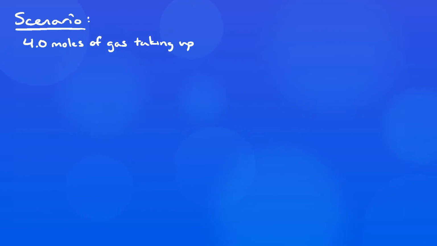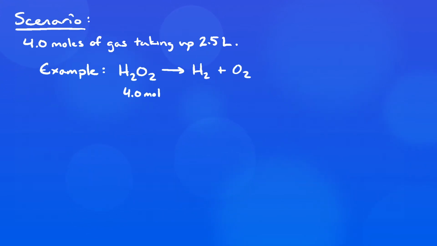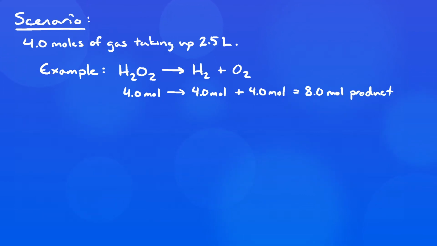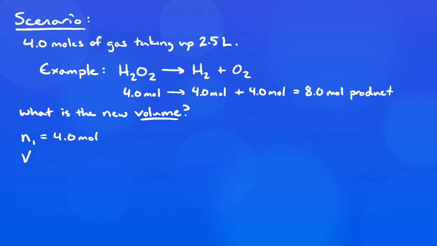Let's take another example. Maybe you have 4 moles of a gas taking up 2.5 liters of space. Let's say that some kind of chemical decomposition reaction causes the gas molecules to break down. So now we have 8 total moles of gas at the end of the reaction. And the question is, what's our new volume if the pressure and the temperature stay constant? Well, we have the same situation again. Two different conditions where two variables are changing and two are constant.